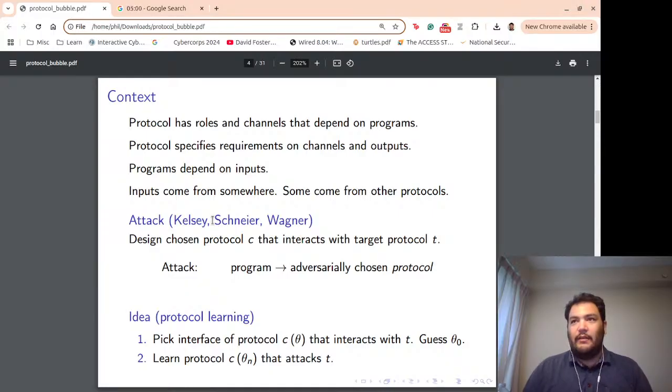The other one is the idea that there is a specific thing you can do to break some of the requirements that were held implicitly by the target protocol, and so one of the big ideas there is that an attack on a protocol T isn't just a program; it's a whole protocol that you can design.